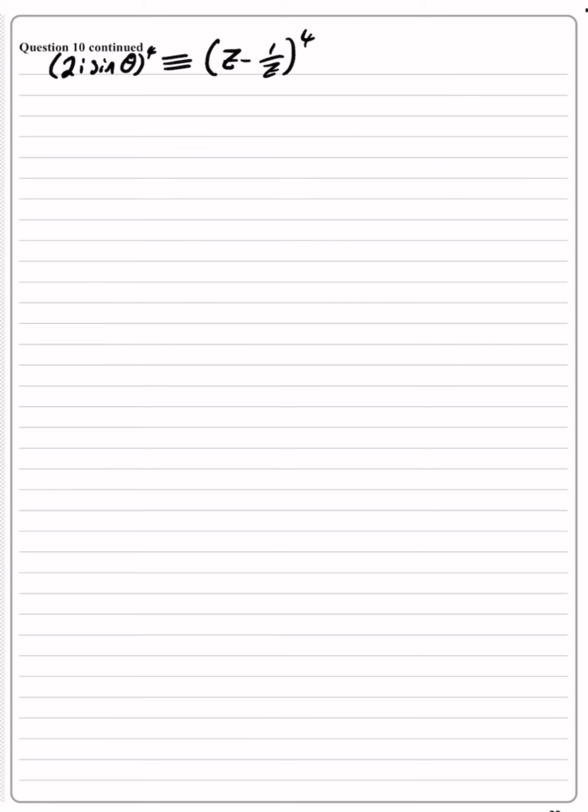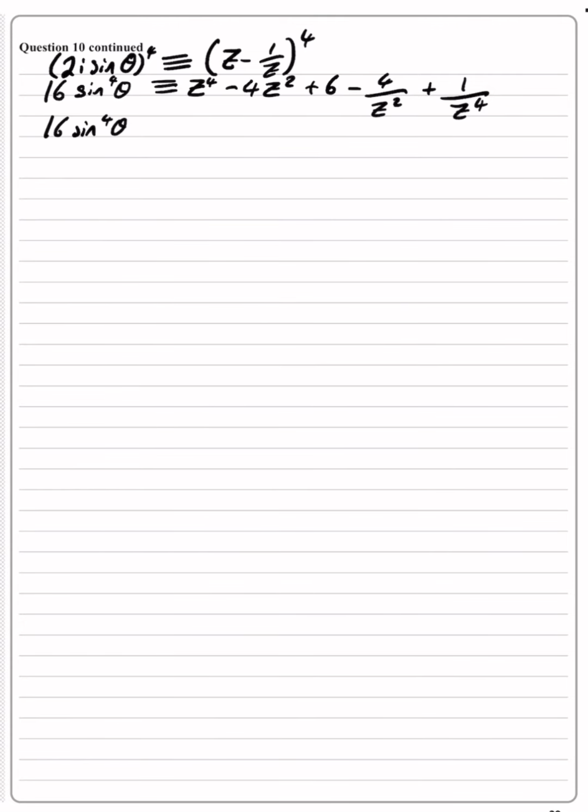So 2i sine of theta to the power of 4 will be z minus 1 over z to the power of 4. 2 to the power of 4 is 16, i to the power of 4 is 1, and sine theta to the power of 4 is sine to the power of 4 theta. Then the right hand side, a little binomial expansion. If you know your Pascal's triangle, 1, 4, 6, 4, 1, you can use that. We're going to start with z to the 4, and then we're going to get z cubed times 1 over z, which will be z squared. For the third part, you get z squared times 1 over z squared, which will cancel, leaving us with the 6, and so on. If you take more lines to do that, that's absolutely fine.